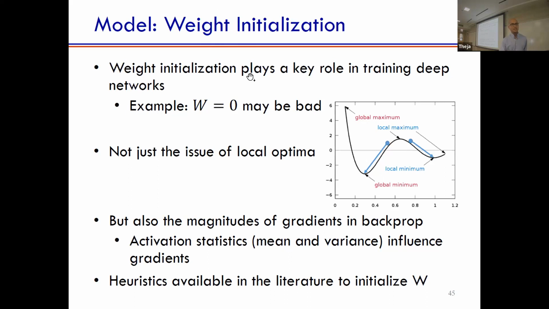For example, W equal to 0 may be bad. I'm not saying that it is bad, but it may be bad because W is getting multiplied with some incoming activations or inputs. So 0 may not be a good choice. And you can think about why. If it's 0, then do the gradients actually propagate back? You can check that.